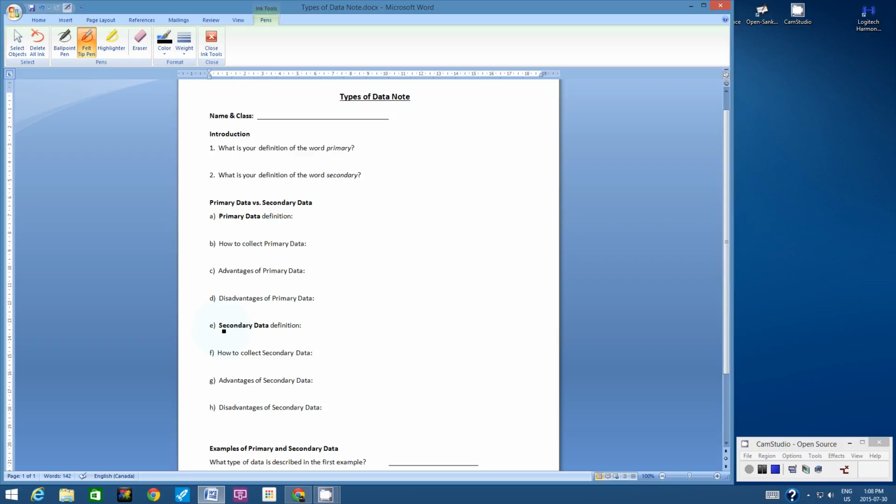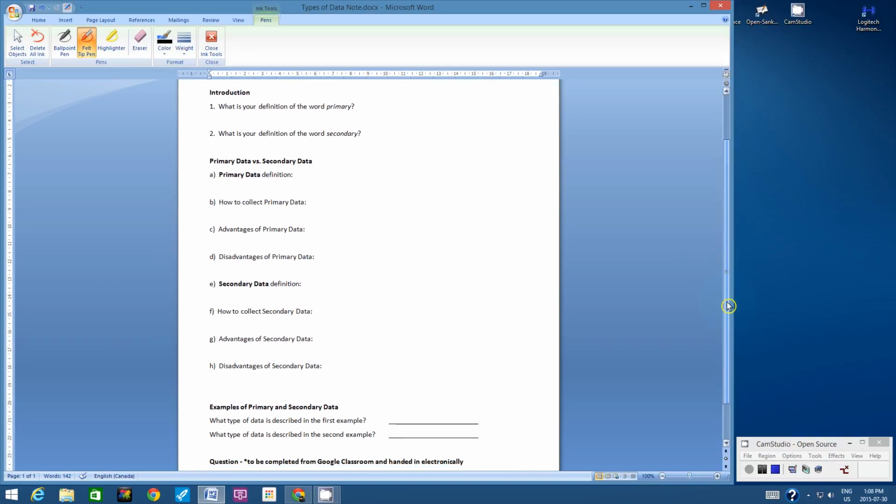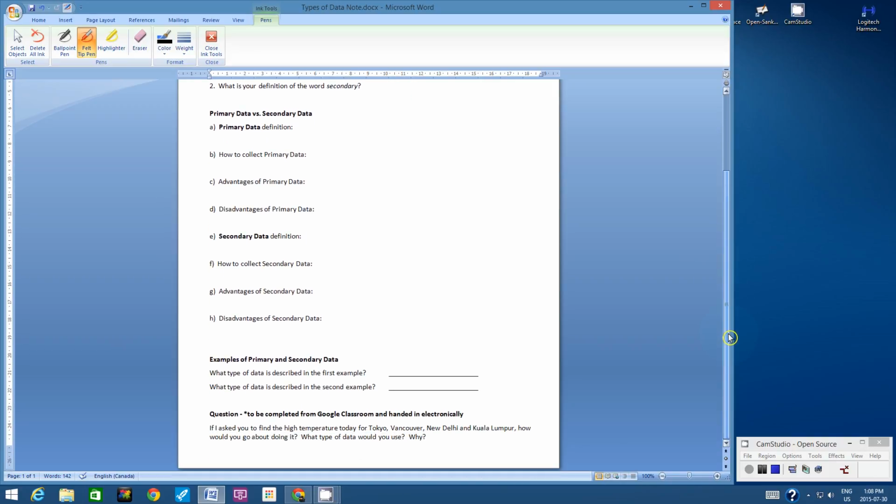And let's go to disadvantages of secondary data. Well, the data could be old. It could be unreliable. And it may not be exactly the information you were looking for. All right, so hopefully you've got some jot notes on the second section of secondary data.